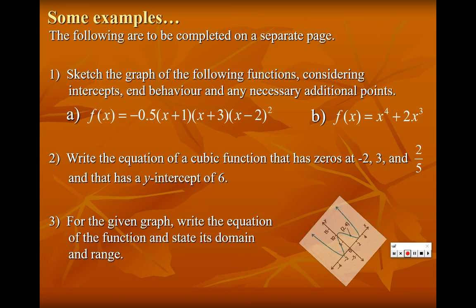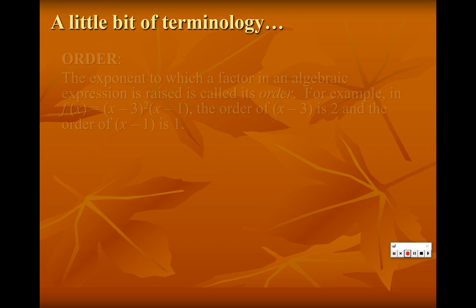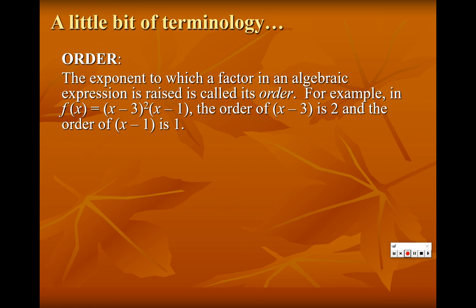Did it? Yes? More? Oh, a little bit of terminology. The first is the word order. It can come up in the homework, the word order. It doesn't come up on my tests, but I just mentioned it. So if you happen to run into the word order and you're trying to do a question in the homework and you can't figure out what they mean by order, it says the exponent to which a factor in an algebraic expression is raised is called its order. So instead of saying its exponent, sometimes we say order.